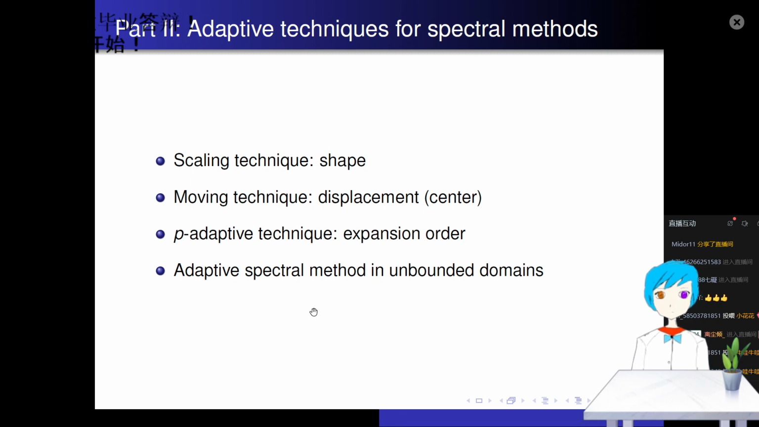Here is the outline of this part. I will first introduce 3 adaptive techniques for spectral methods. The scaling technique, which adjusts the shape of the basis functions dynamically, the moving technique, which adjusts the displacement or the center of the basis functions adaptively, and the p-adaptive technique, which adjusts the expansion order of the spectral expansion. Combining them all together, we will have an adaptive spectral method in unbounded domains.